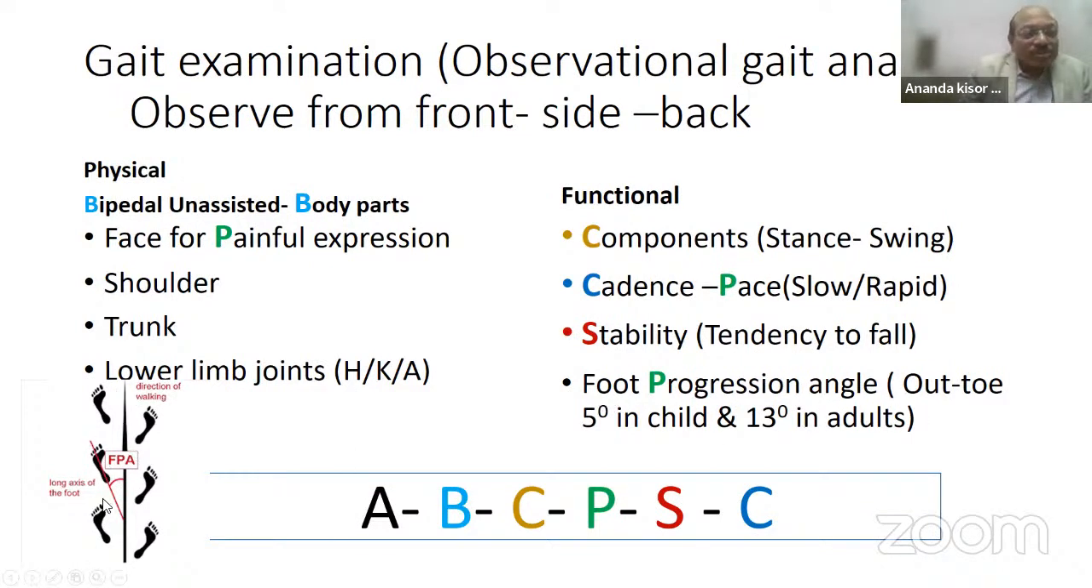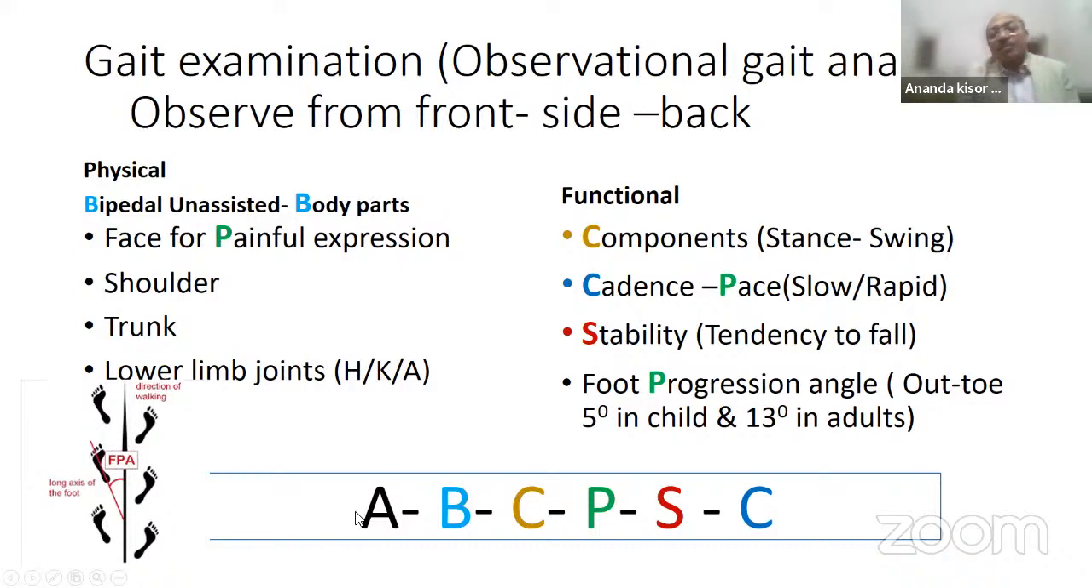Next is the foot progression angle. So what is foot progression angle? The one where the patient walks in this manner. Normally there is outtoeing, a normal outtoeing of 5 degrees in children and 30 degrees in adults. This is known as the normal foot progression angle. If it is less than 5 degrees in children, less than 30 degrees in adults, it is an intoeing gait. If it is more than that, it is an outtoeing gait.